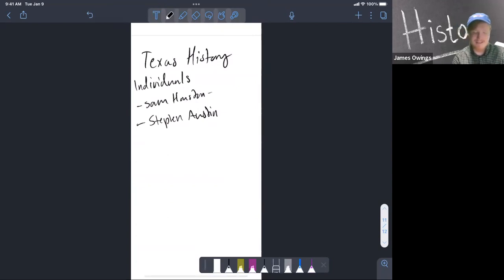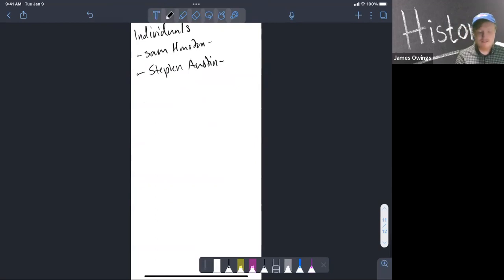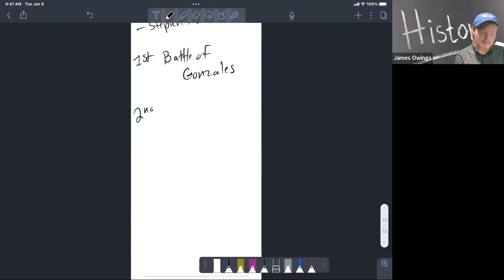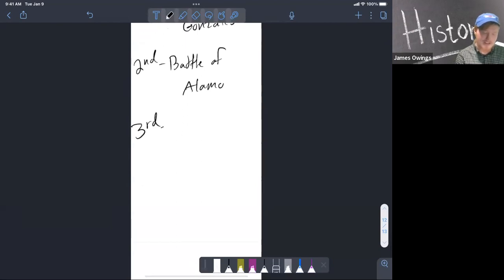Sam Houston is the first president of Texas. He came a long way to get to that point. Stephen Austin brought the original Anglos to Texas, and so he is given a lot of credit for the founding, so to speak, of modern day Texas. We also have the three major battles I always mention with people. The first one, which starts the Texas Revolution, is the Battle of Gonzales. The second is the Battle of the Alamo. And the third is the Battle of San Jacinto.